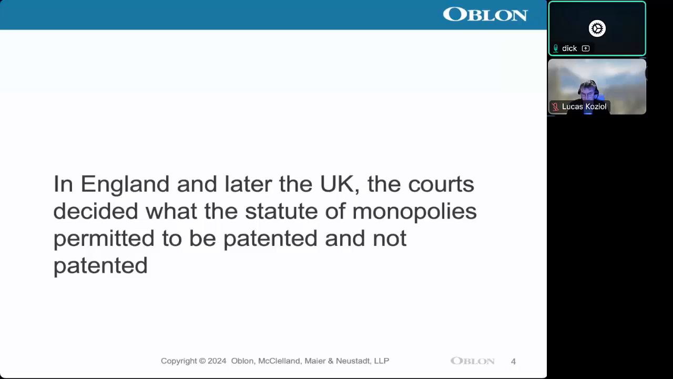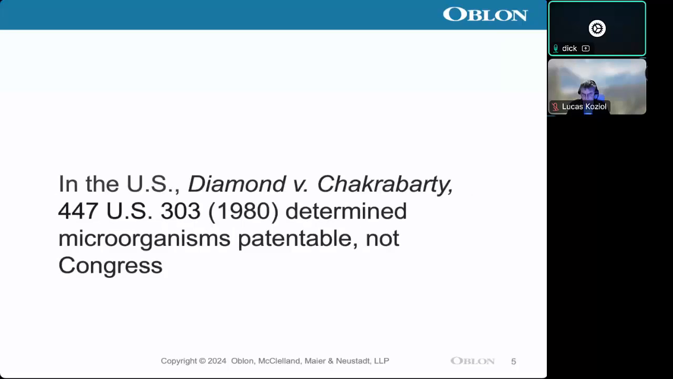Now, this is not unique to England. The United States does the same thing today. And if you remember the case of Chakrabarty, it decided microorganisms were patentable even though they were alive, and even though the attempt to patent plants, which were also alive, failed until Congress passed a specific statute providing for it. In Chakrabarty, they didn't have to wait for Congress. You'd be very old waiting for Congress. They did it by court decision.